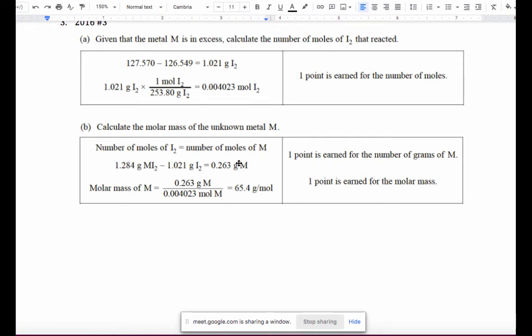Let's say you make up a number and say it was 1. You would miss that first point, but if you did 1 gram over the moles from part A, you still could have gotten that second point. So grams over moles gives you the molar mass, 65.4 grams per mole.